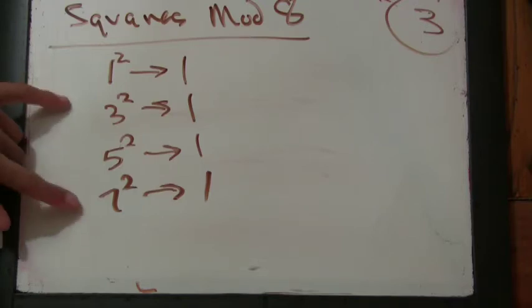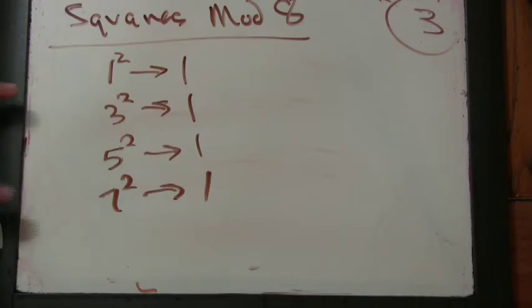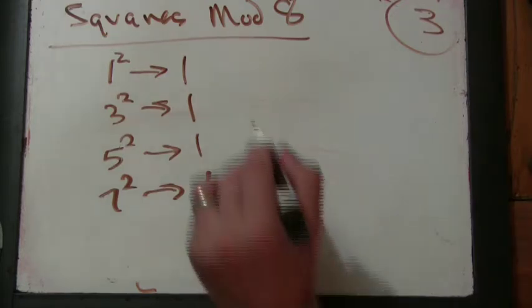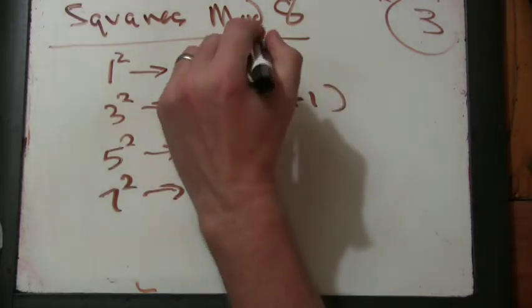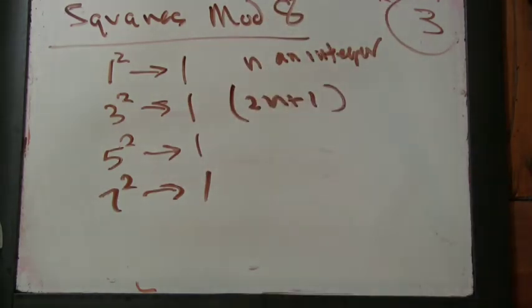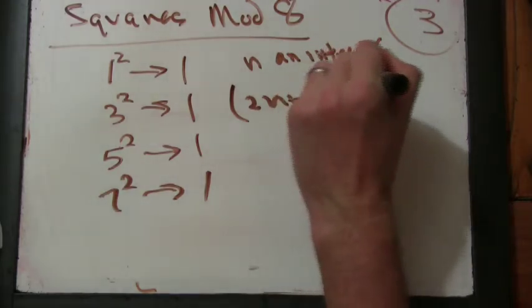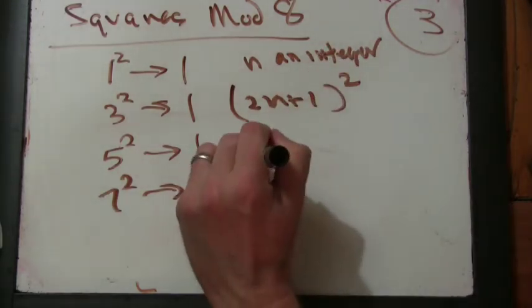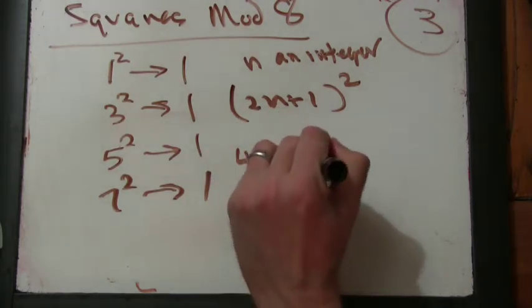So, when you square, what if they all have to go to 1? Why does that happen? 8 doesn't have a nice square root that we can look at for the mod. No. Think about how we could represent an odd integer. It's like 2n plus 1, for n an integer. Okay. And so what's 2n plus 1 squared going to be? It's 4n squared plus 4n plus 1.